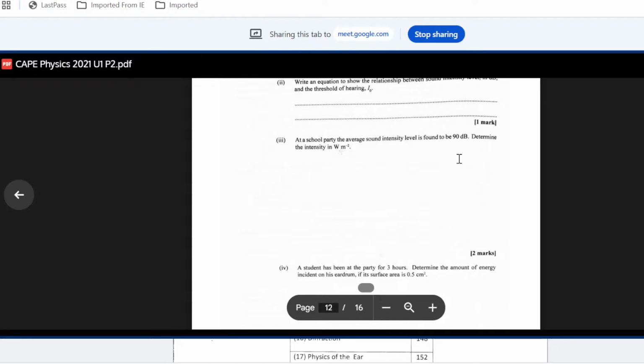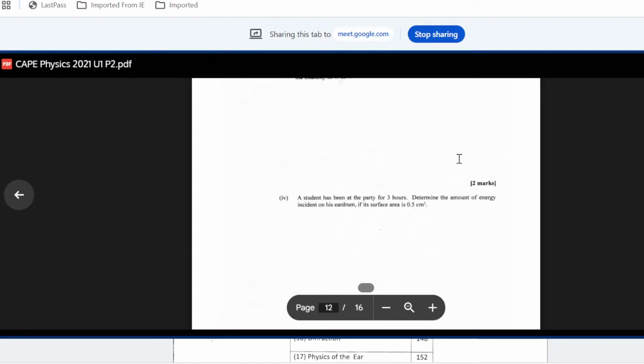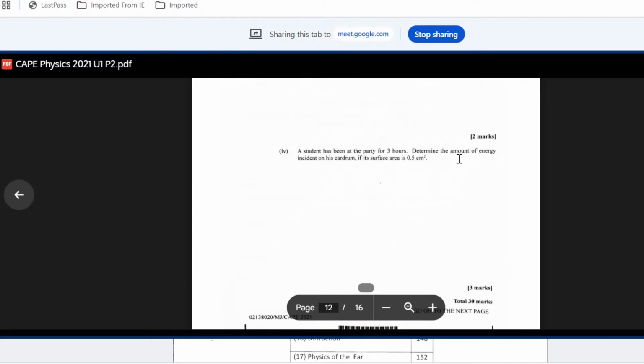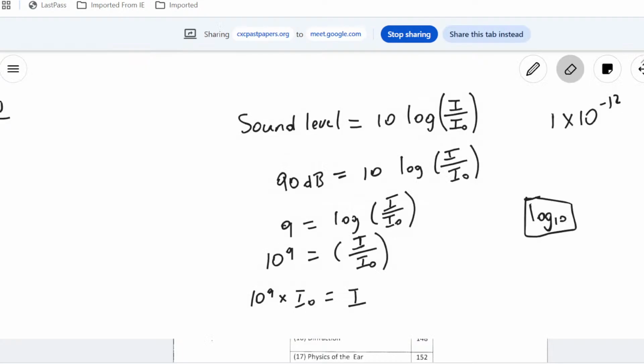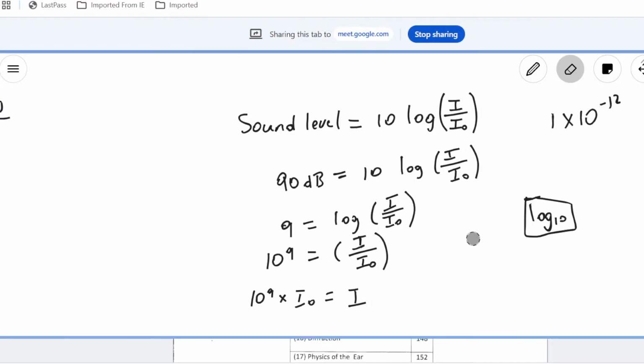Then the final question. A student has been at a party for 3 hours. Determine the amount of energy incident on his eardrum. Wait, sir, what was the answer for the previous question? What was the intensity answer? It was 10 to the -3, because we know the threshold is 1 times 10 to the -3 I naught.